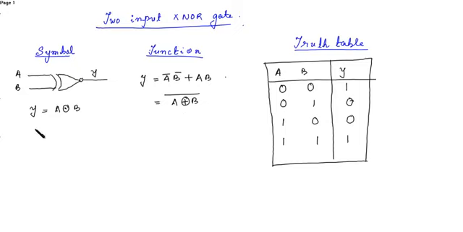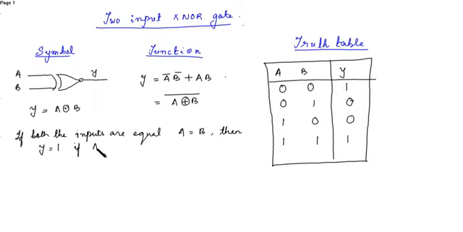So if you want to explain the truth table, then you can write: if both the inputs are equal, that is A is equal to B, then Y is 1. If A is not equal to B, then Y is 0.